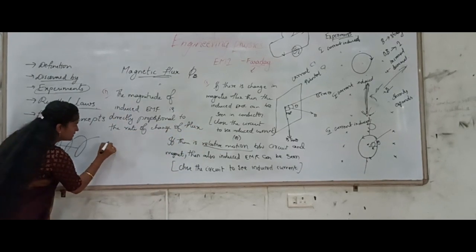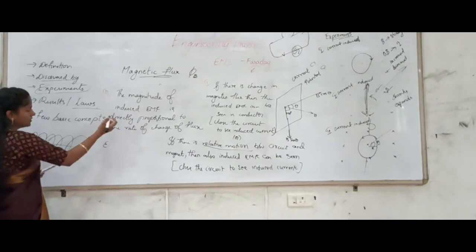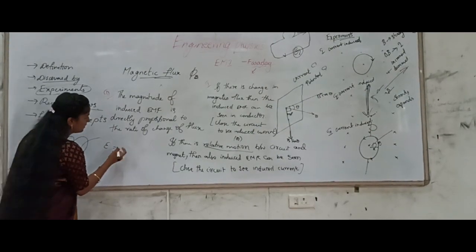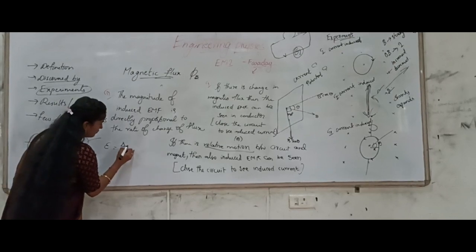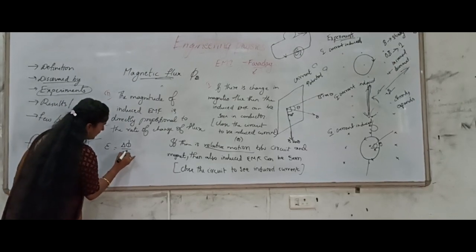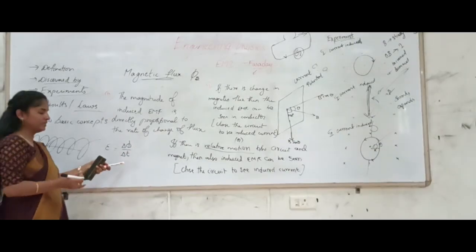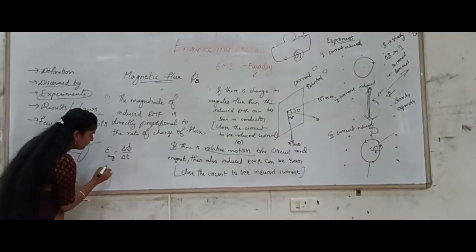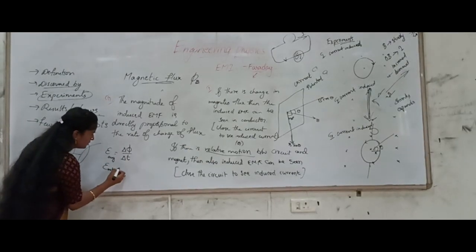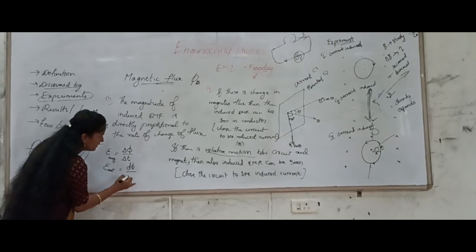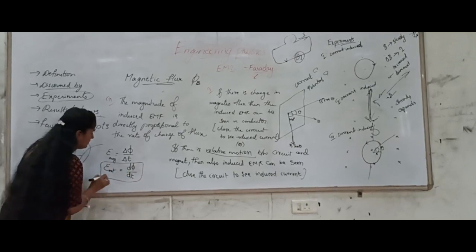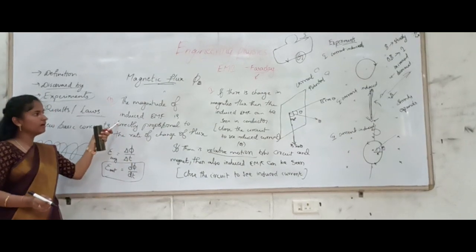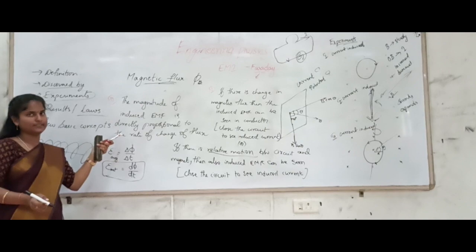So, if we take this symbol to represent induced EMF, then it is directly proportional to, let's take some constant as 1, the rate of change of flux. Time is denoted by t and flux is denoted by phi. If we want the instantaneous induced EMF, then it can be taken as d phi by dt. This is how we can see the induced EMF and measure the amount of induced EMF in a circuit.